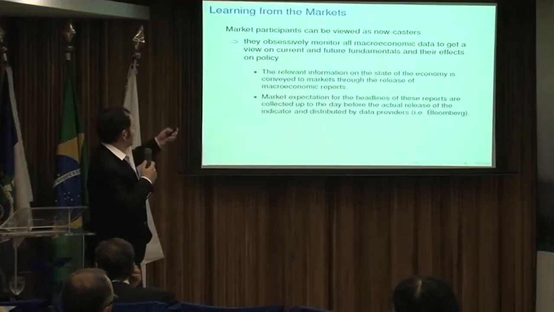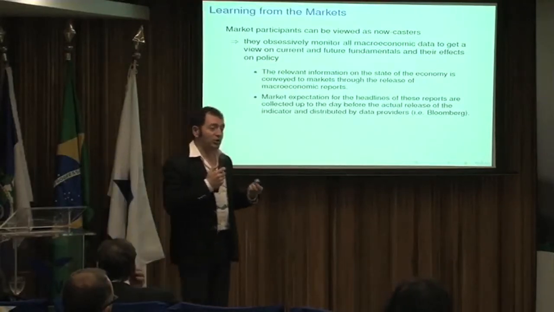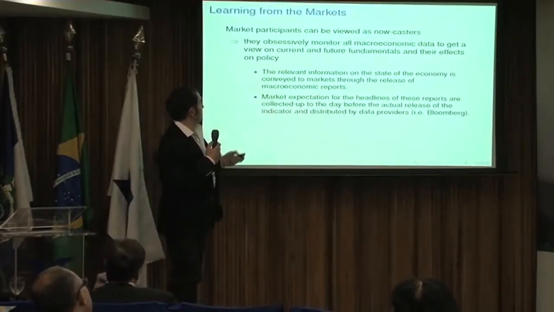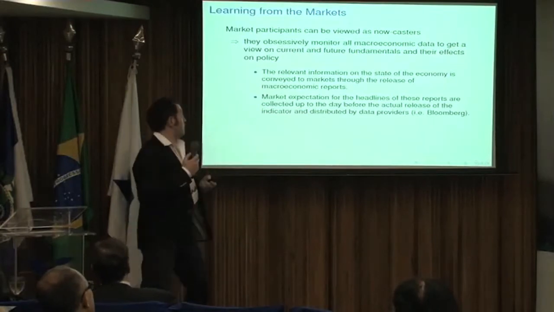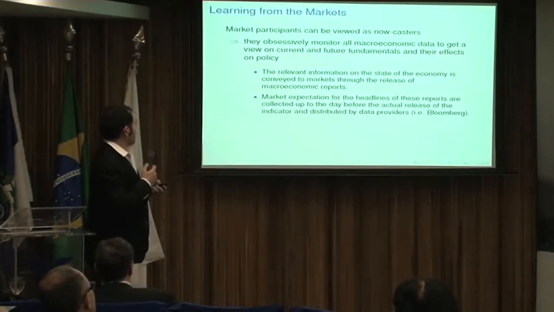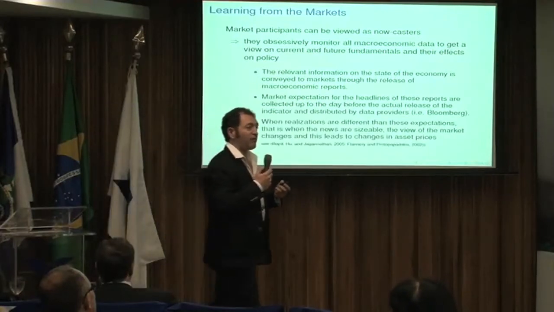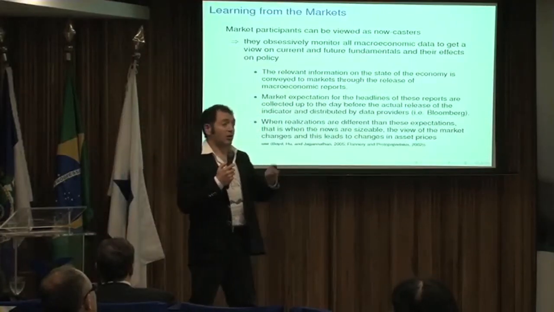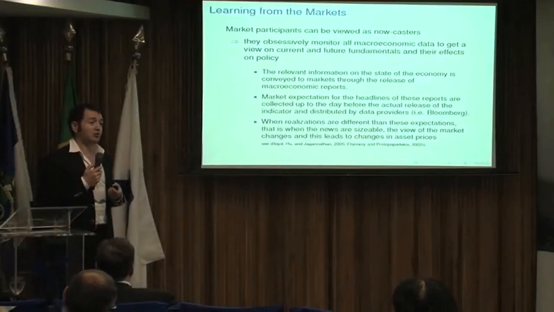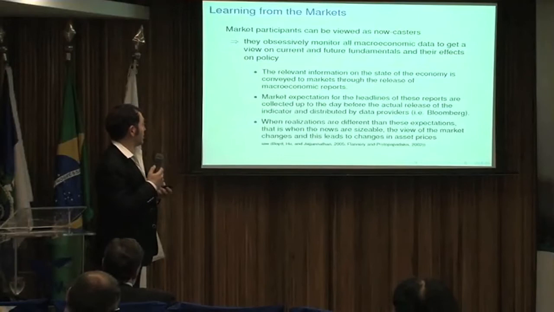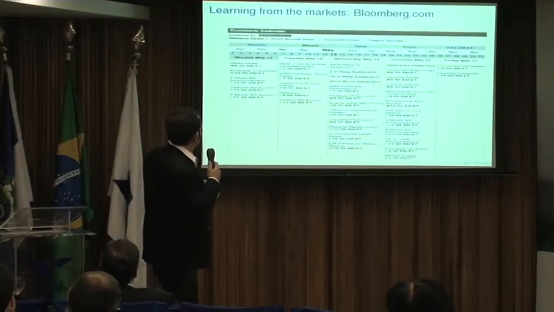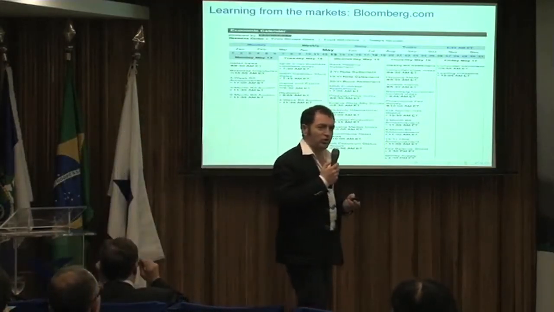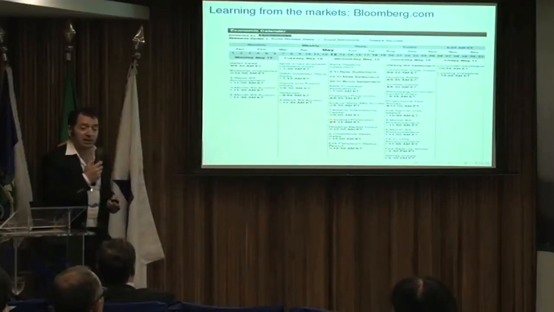And what happens is that the information about the economy is conveyed by official releases. And the market participants form expectations about these reports. And when realizations are different from this, you have news. And typically if you have news that is sizable, markets react to this. Stock prices go up or down, and interest rates and so on. So this is a screen I downloaded from the web. It's from Bloomberg.com. It's a calendar of data releases for next week.